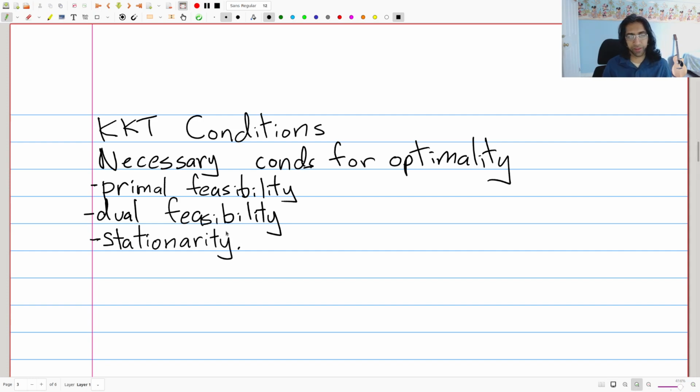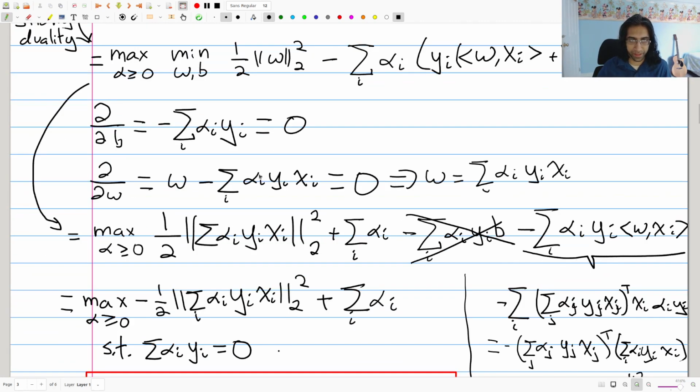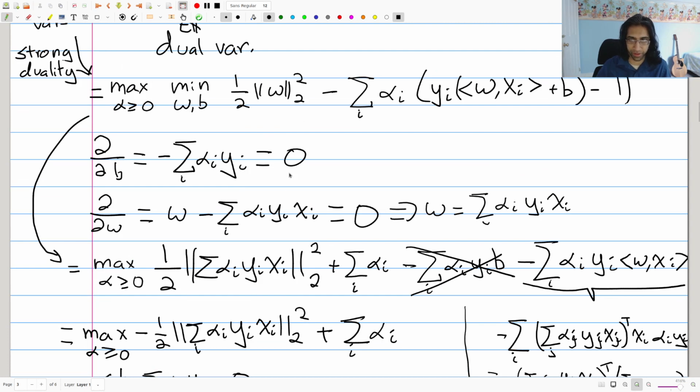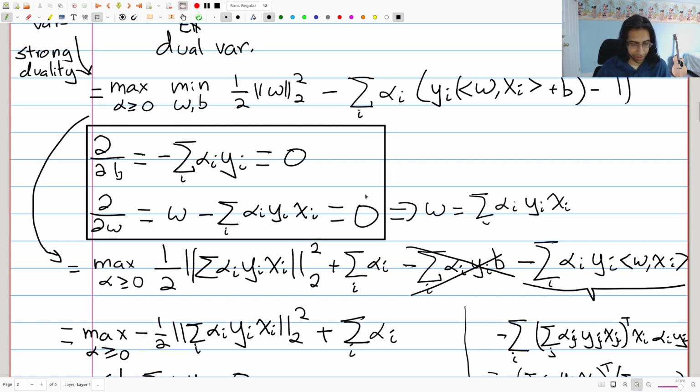And very roughly speaking, what this means is essentially the type of thing by setting these derivatives equal to 0. Essentially, it says that it's necessary that these being equal to 0 is going to hold. So just to draw a box, these are the stationarity conditions that we have here.